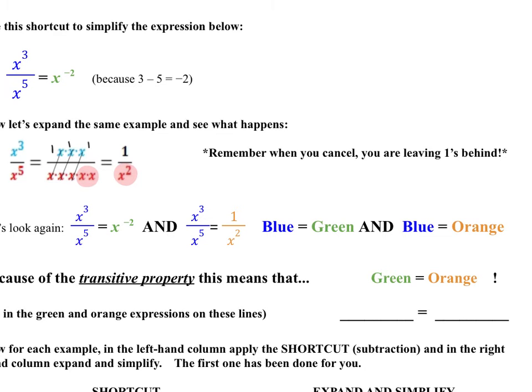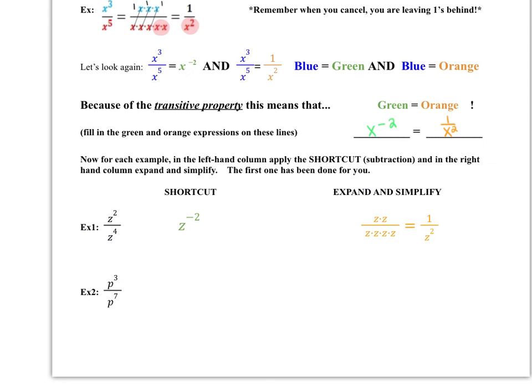And so I'm going to write that on these lines right here. X to the negative 2nd is the same as 1 over x squared. So you can see that I went from having a negative exponent to having a positive exponent when I made it into a fraction. So for 3 examples, we're going to apply the shortcut of subtracting in this column here, and then we're going to expand and simplify.